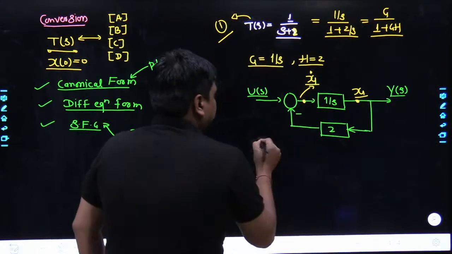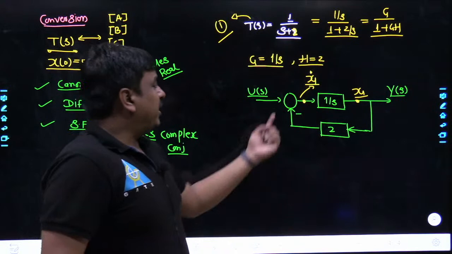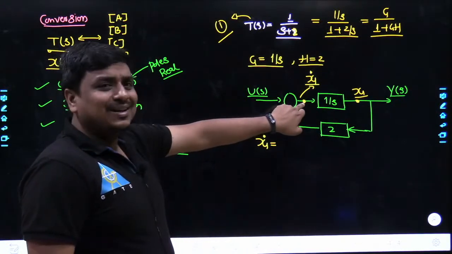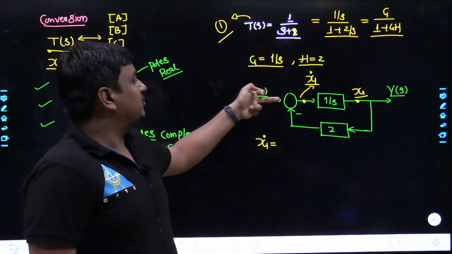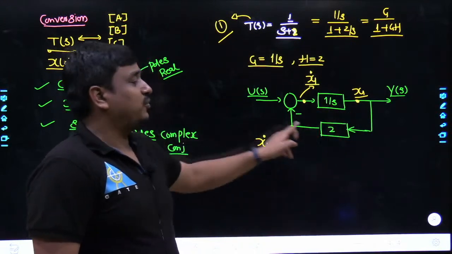X1 dot. We have seen in the case of a signal flow graph, the worth of a variable is decided just by its incomer. May I know at this node what incomers we have? The first incomer comes in terms of u of s, and the second incomer comes in terms of 2 times y of s.